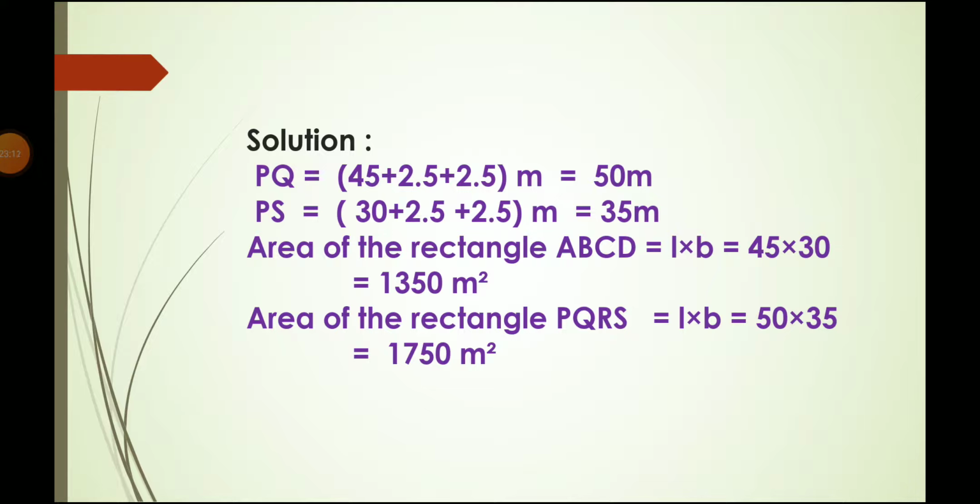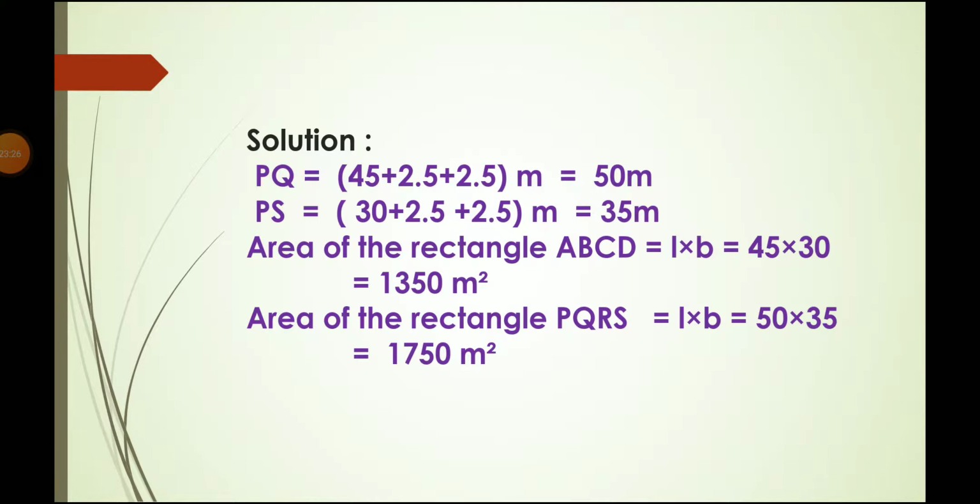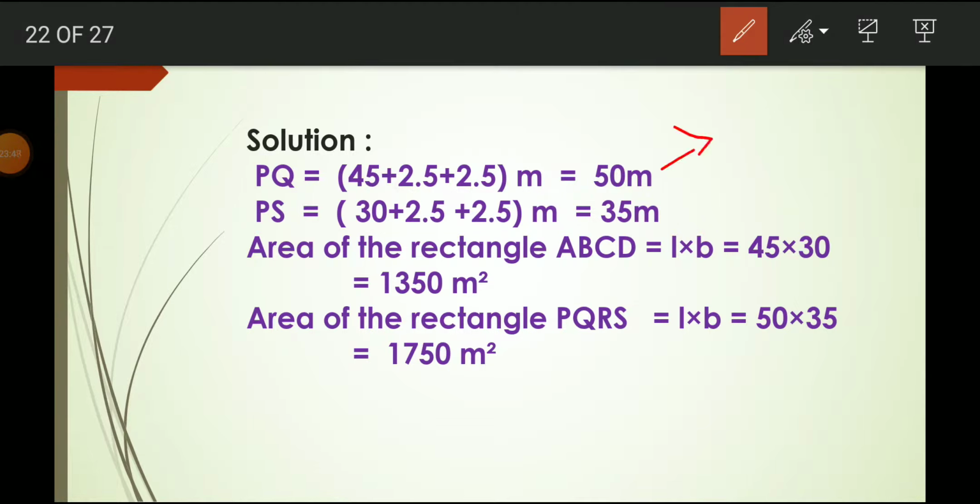Do you know why we add this 2.5? Here we just extended the rectangle. We make the path outside of the rectangle. That's why we should add the 2.5. So the values of PQ is 50 meter and PS is 35 meter. These are the values of the extended path, PQRS. So this is called L, and this is called B.